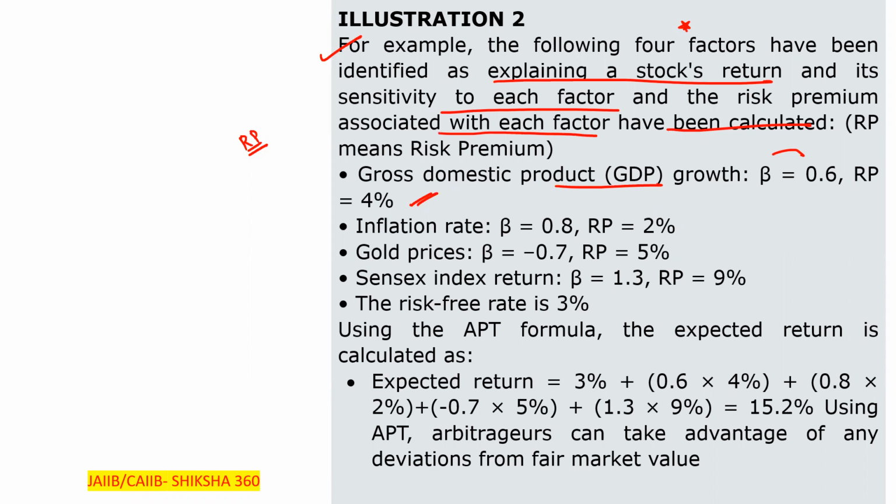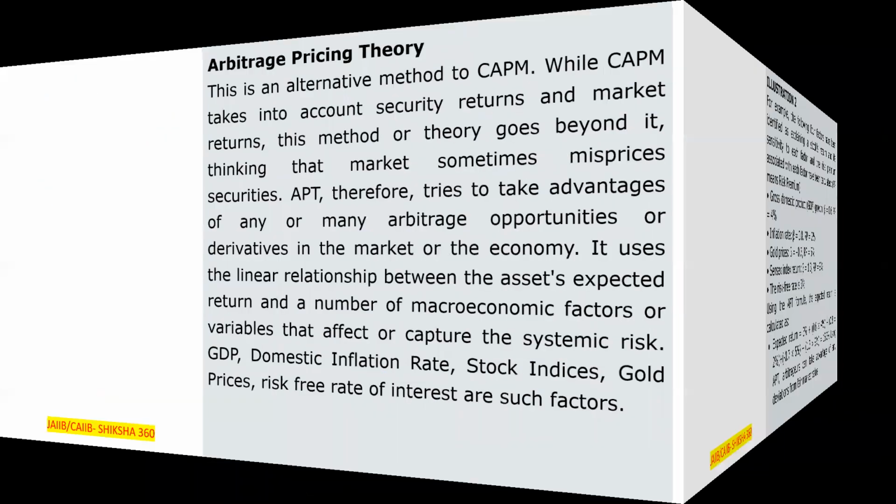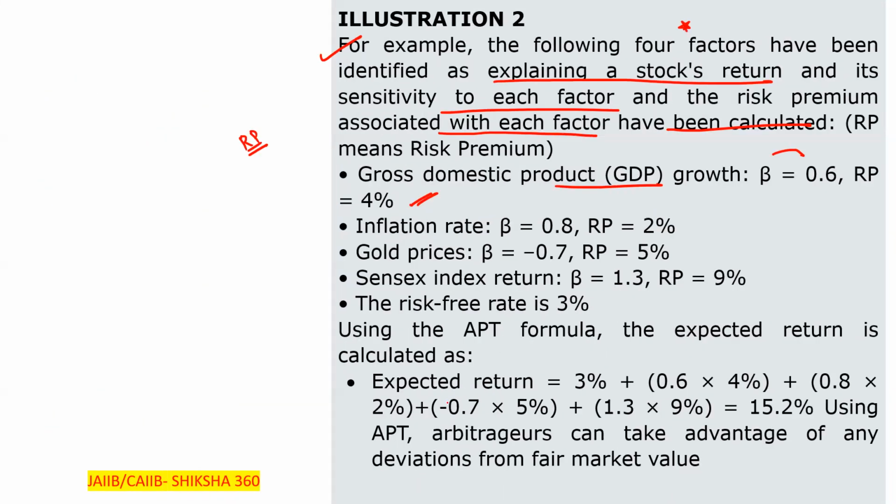So now what is the expected return? How can we calculate it? We have to use the APT formula, the arbitrage pricing theory. The expected return is 3%, the risk-free rate, plus beta for gross domestic product times risk premium, 0.6 into 4%. For the inflation rate, beta 0.8 into 2%. Here it will be minus, so plus minus 0.7 into 5%. Then 1.3 into 9%. Overall, we will get 15.2%. So this will be the expected return here.